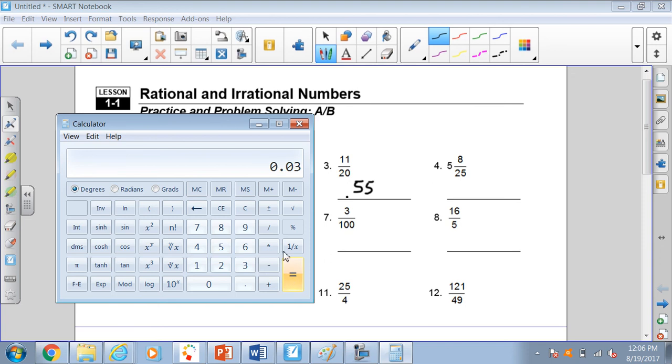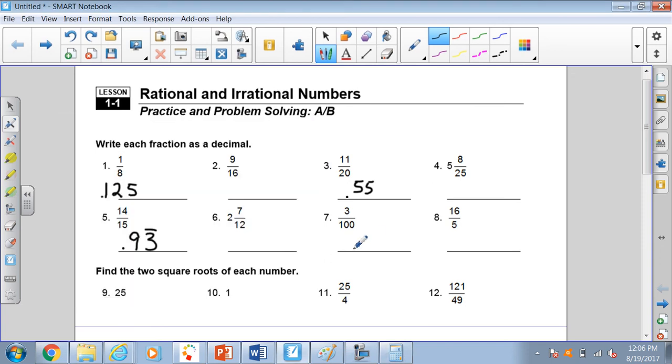And that's going to equal 0.03. So I can put 0.03, and nothing's repeating, so I will leave my answer like that. All right, the next section says find the 2 roots of each number. Find the 2 roots of each number.